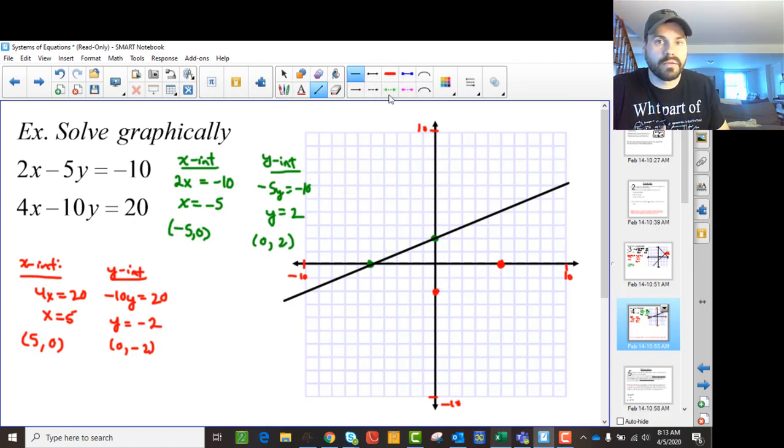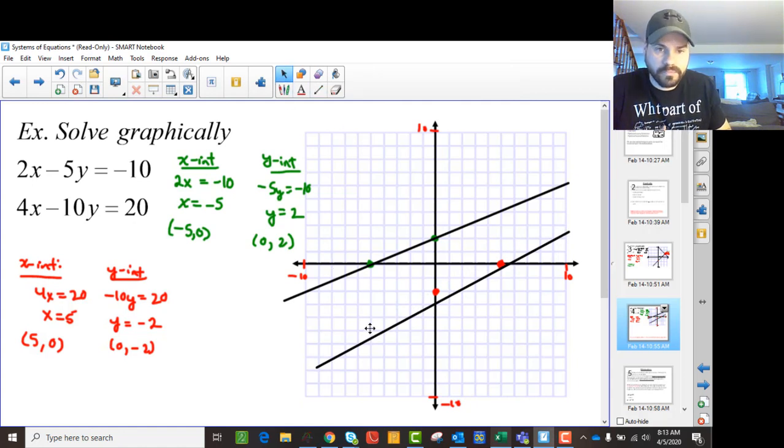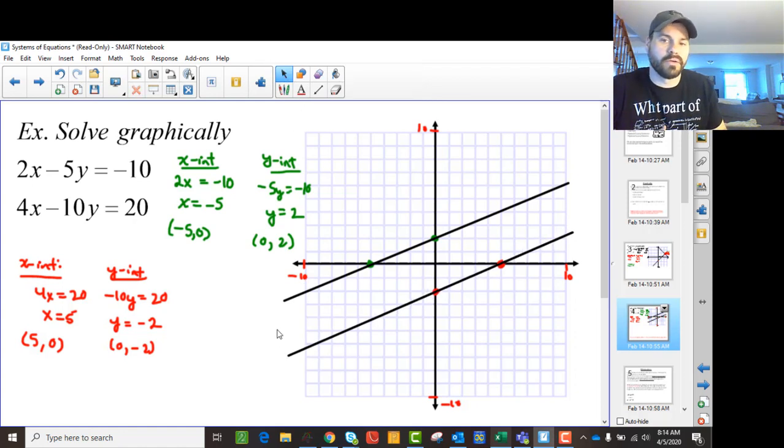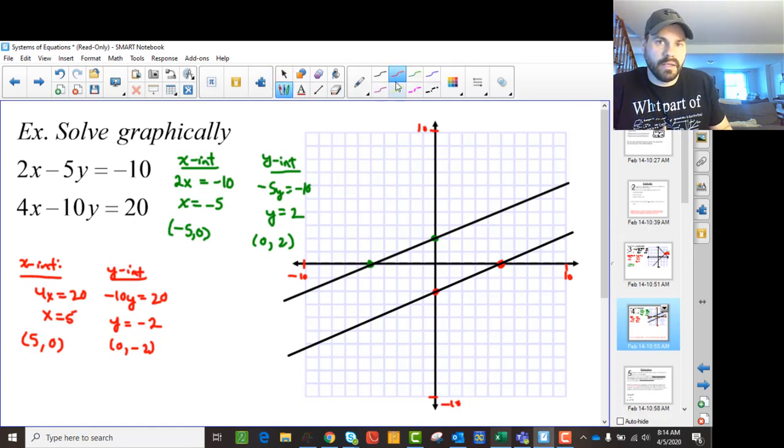Okay, and if I do that, I'm going to have to fix this a little bit. It didn't quite come out straight, but if you look at that, then I think you can probably see that those do not intersect, at least not on my graph. So then that gets me wondering, well, what happened? So I say, in this case, there is no solution.